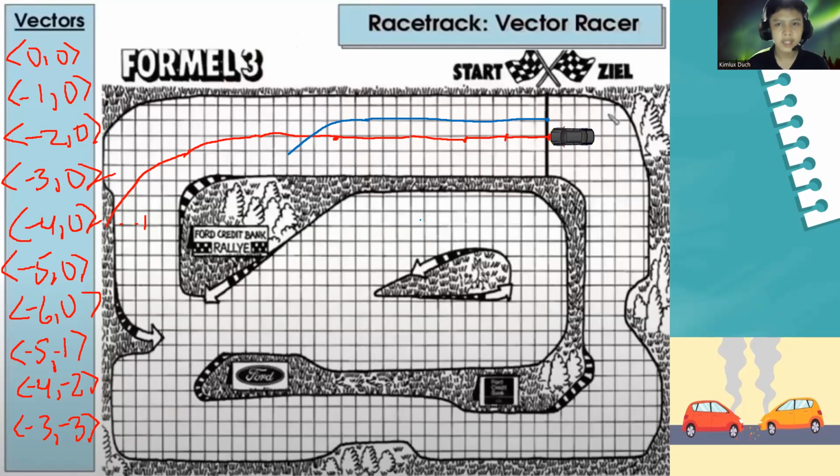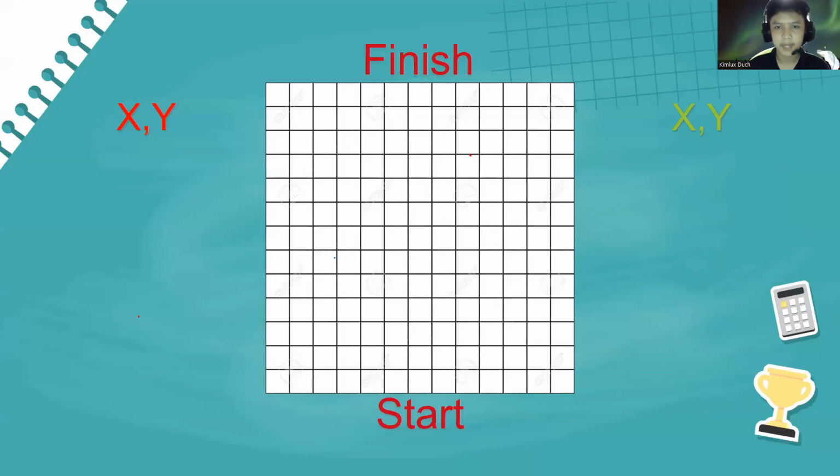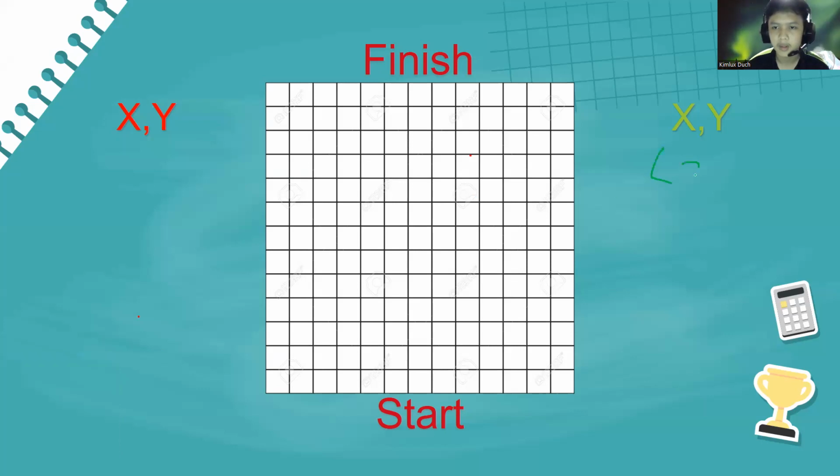So after saying all this, you might ask, what if the two players finish the race on the same turn? Let me get back to this graph. What if they finish on the same turn? Okay, so I'm going to use the screen. So 0, 0.